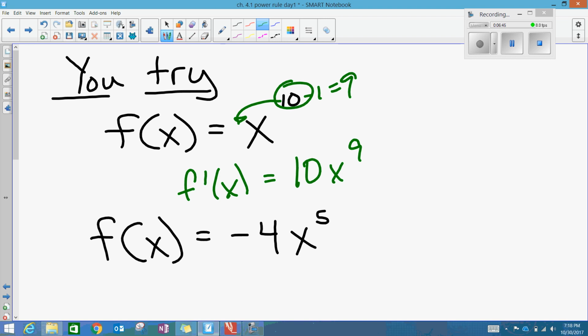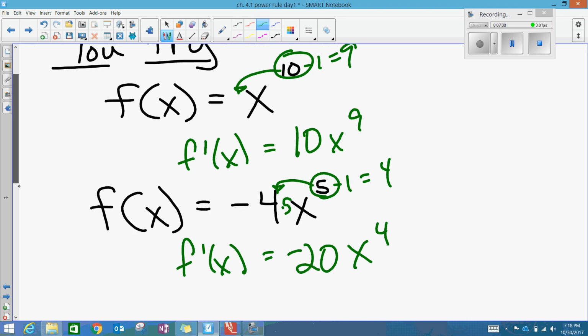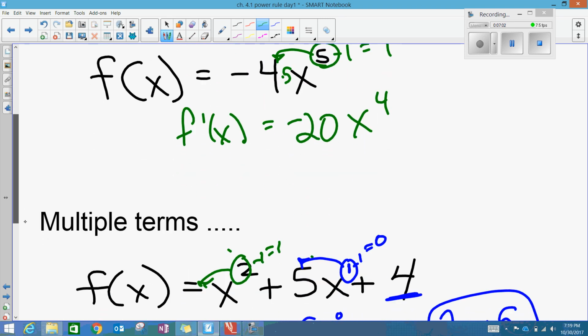f of x equals negative 4x to the 5th. The derivative of f of x, I'm going to take this 5, multiply it by that negative 4, becomes negative 20. x to the, subtract 1, to the 4th. Negative 20x to the 4th.